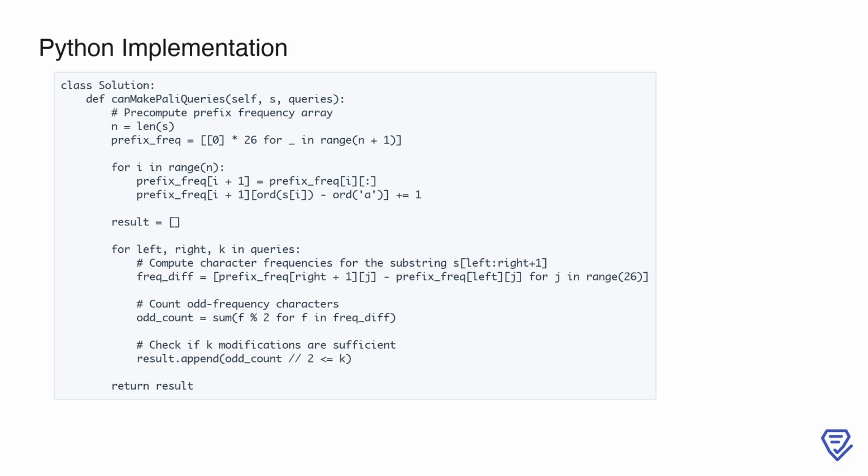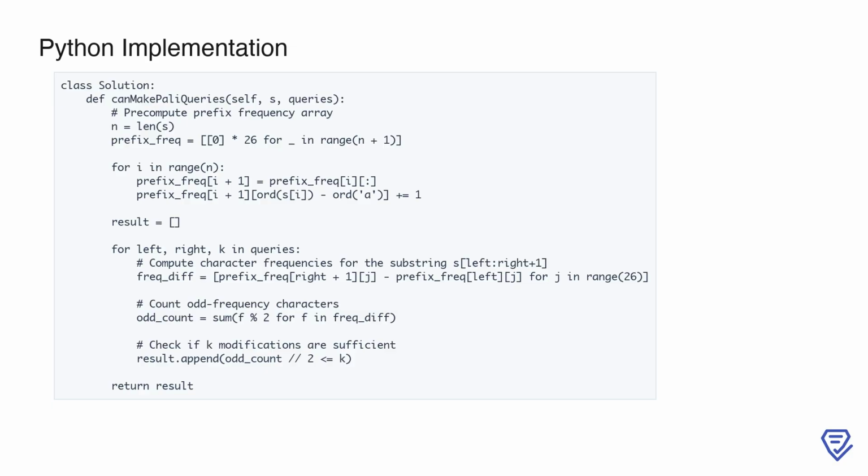Here's how it works. 1. Prefix frequency array. The algorithm first constructs a prefix frequency array, prefix_frequency, where prefix_frequency[i][j] stores the cumulative count of the jth character, a to z, from the start of the string up to index i-1. This pre-processing step ensures we can retrieve the frequency of any character in any substring in constant time. 2. Processing each query. For each query, left, right, k, the algorithm computes the frequency of each character in the substring s[left to right plus 1] by subtracting the prefix frequencies at right plus 1 and left. This gives the exact counts of each character in the substring.